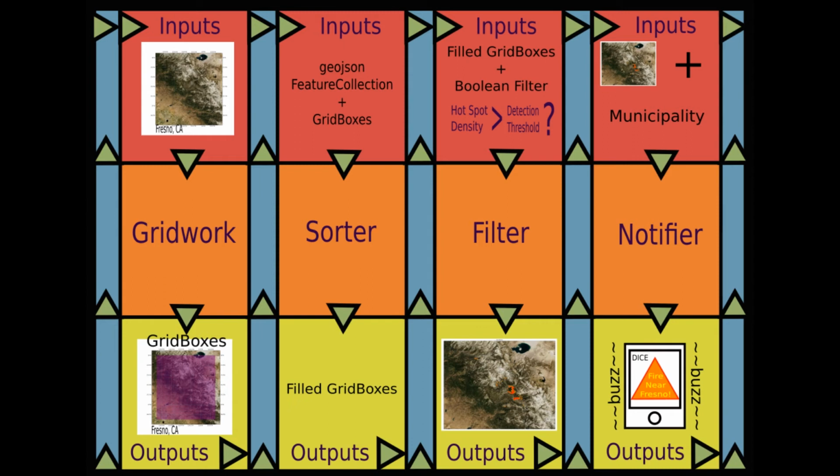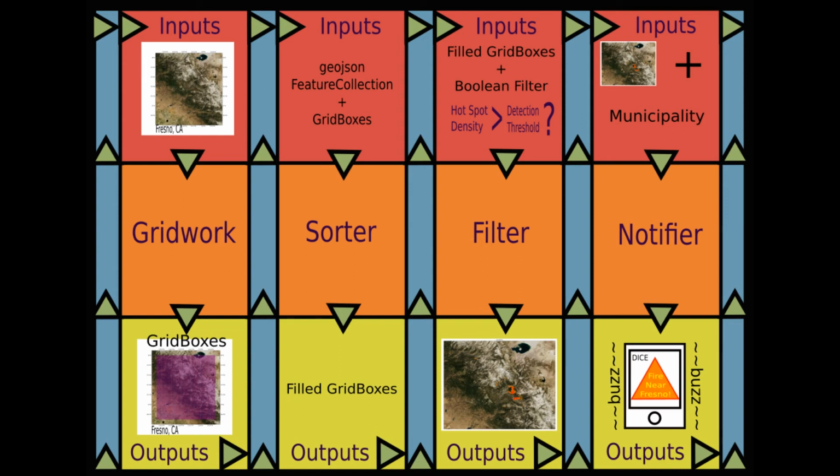The second is Sorter. Sorter has 2 inputs. Sorter's first input is a GeoJSON feature collection. Sorter's second input is a collection of buckets such as grid boxes. The features of the feature collection are sorted and placed into the buckets.